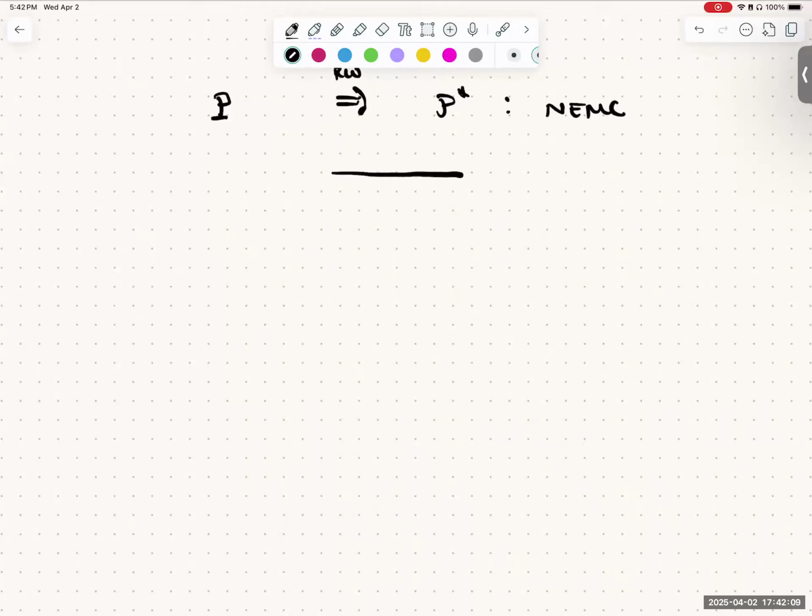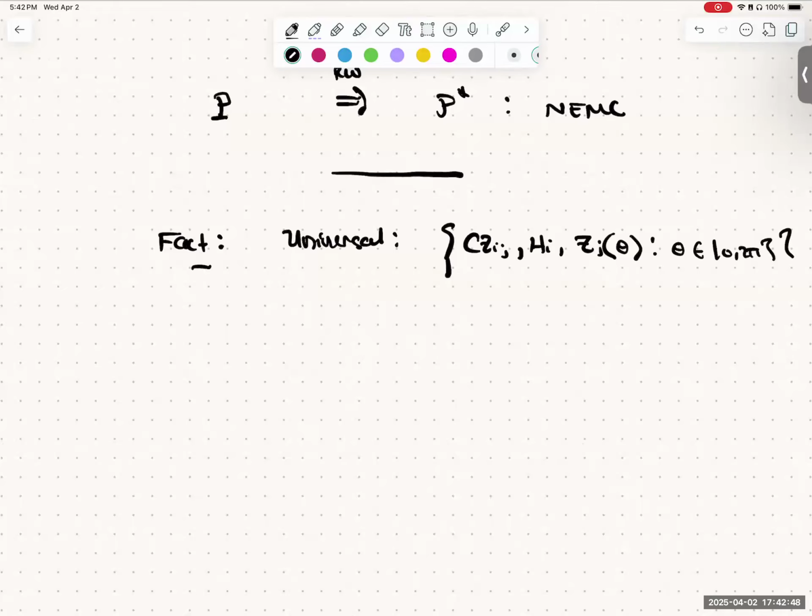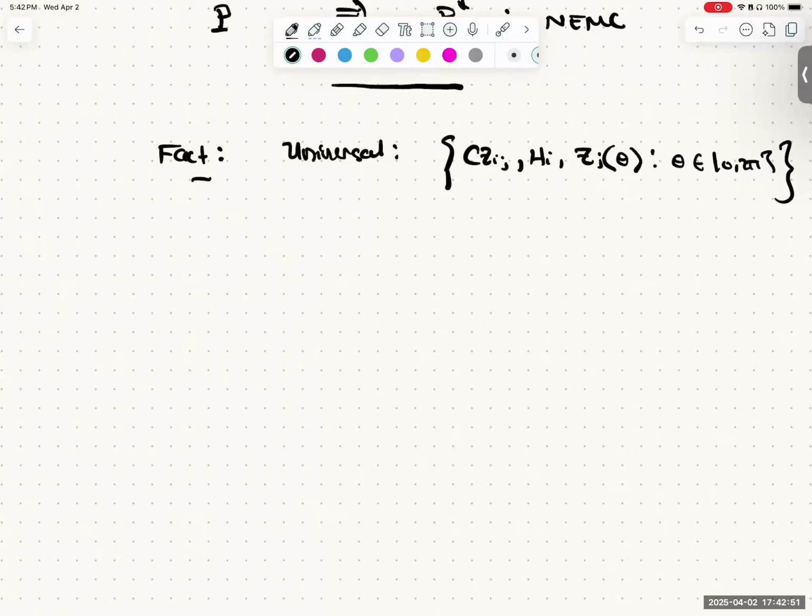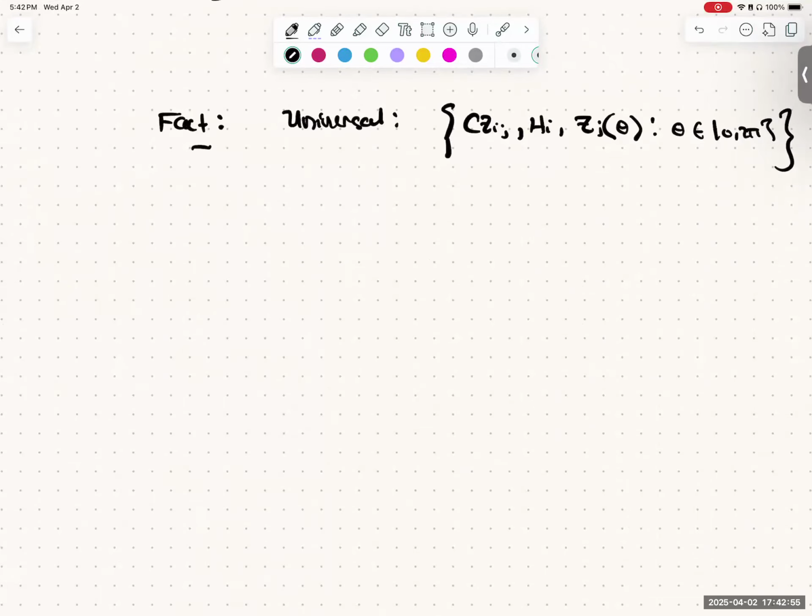A couple of other facts. People already know this, but for the sake of completeness and for other people following along, you have a universal gate set, which is the one that Talai essentially talked about last time. If I can do controlled Z, if I can do Hadamards, if I can do rotations around the Z axis, where theta is in 0 to 2 pi, then I have a universal gate set. That's what I mean by universal for quantum computation.